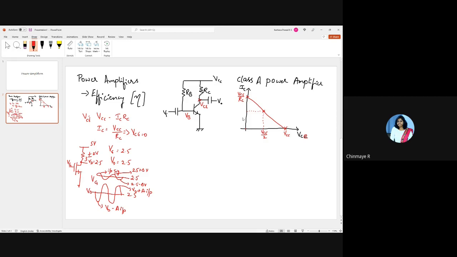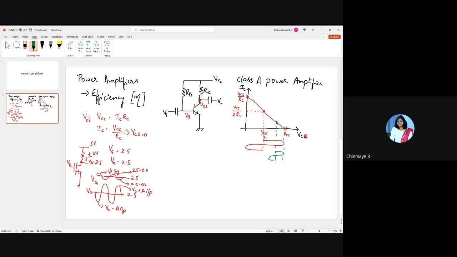This will also be half, right? So it will be VCC by 2 RC, right? So if you have fixed the DC operating point here, then you get a full swing. While if you fix an operating point somewhere here, then what happens? Your swing is limited by the upper end, right? Your swing will be only this much.